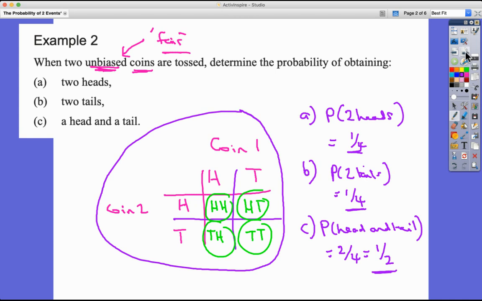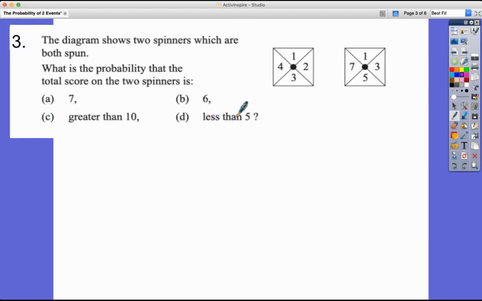Third example. Now this one is a little less orthodox in that it's not just a fair dice or a coin. We've got some quite specialized looking spinners here with different outcomes on them. 2 spinners which are both spun. What's the probability that the total score on the 2 spinners is 7, 6, greater than 10, less than 5?